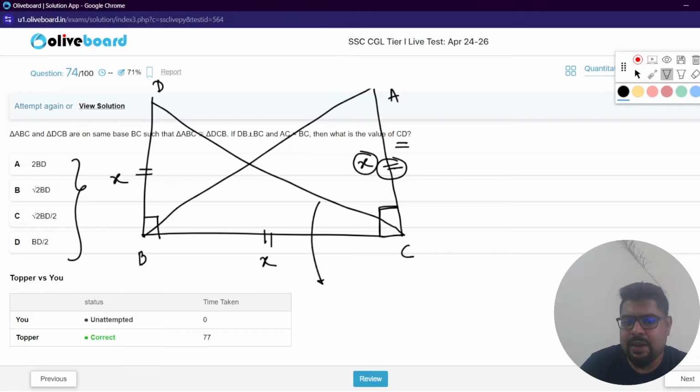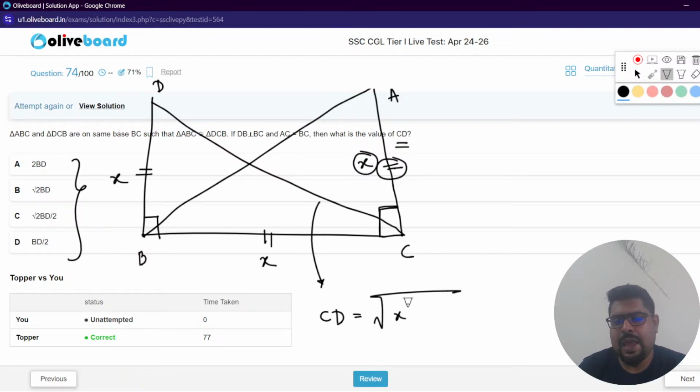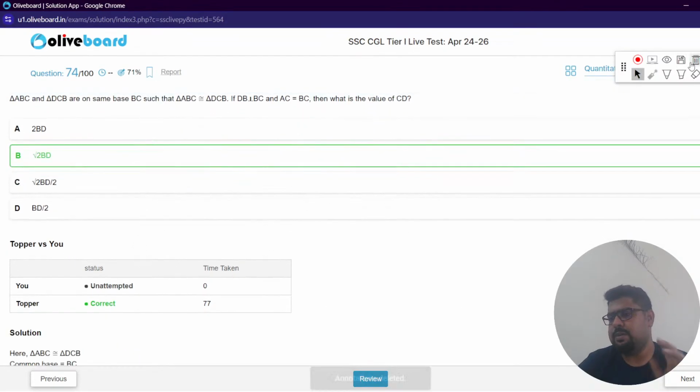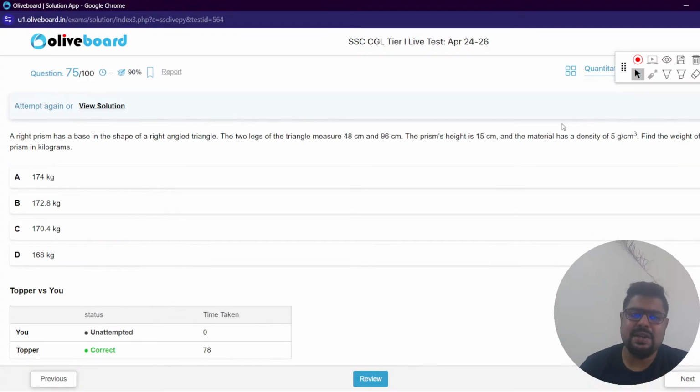So CD will be, you see DBC, the triangle is a right angle isosceles triangle. So CD will be root over x square plus x square, or root 2x, root 2 into BD. That will be the answer, option number B. Not difficult, just a little weird in the language.